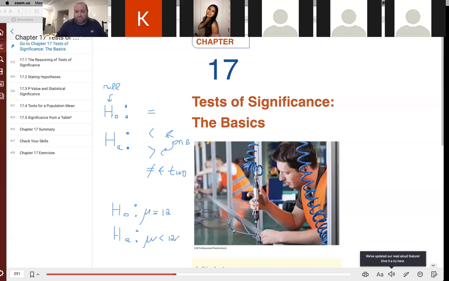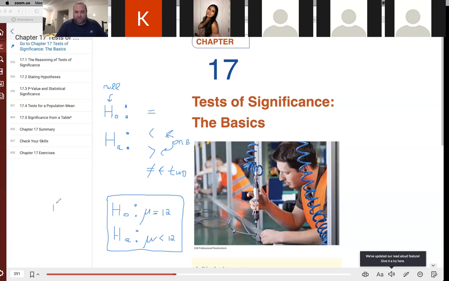But I think in this case, you might come along and say, you know what? I really think that it's less than 12. So what we do then is we perform a hypothesis test. We're going to test to see whether or not we want to keep the null hypothesis, or whether or not we want to reject the null hypothesis in favor of the alternative.